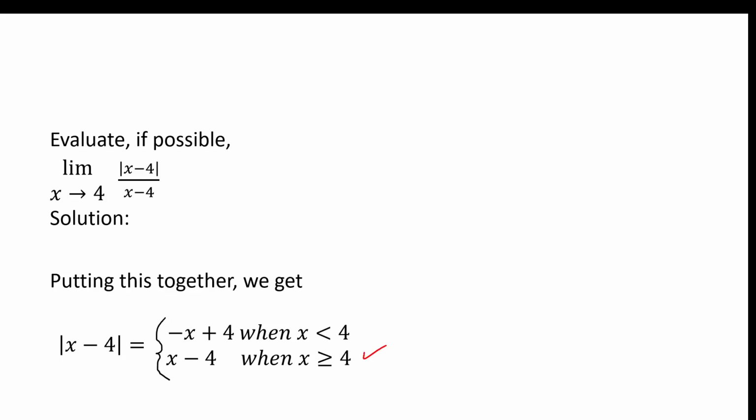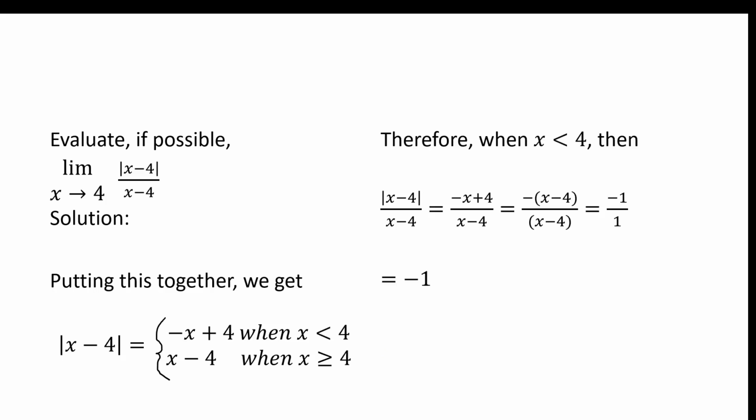In other words, when x is greater than or equal to 4. Okay, so since that's true, then we can say that the absolute value of x minus 4 over x minus 4, when x is less than 4, is like saying negative x plus 4 over x minus 4. Well, negative x plus 4 is the same as negative bracket x minus 4. This is just a common factoring step. Over the denominator, we cross out these two factors here. We get negative 1 over 1, which is negative 1.